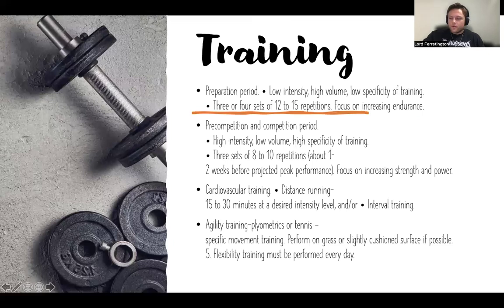Now we look at some of the training mechanisms. An analysis of tennis matches generally determines the average points, and it shows how to train your player. So you can have a preparation period where you have low intensity, high volume, and low specificity of training. For example, in this preparation phase, you can have 3 to 4 sets of 12 to 15 repetitions, with your main focus being on increasing the endurance of your tennis player.